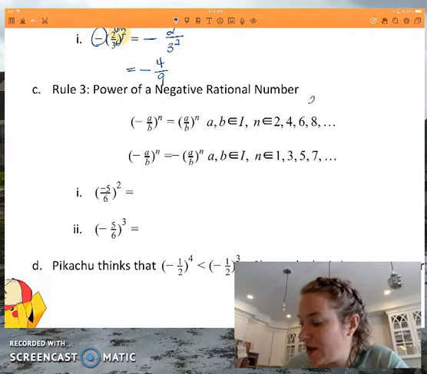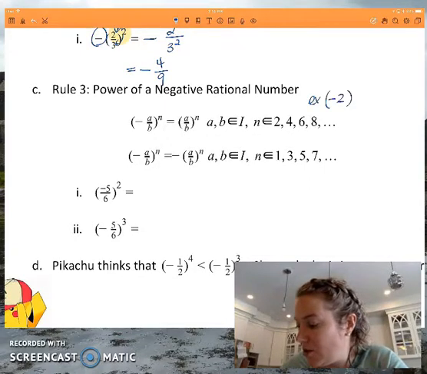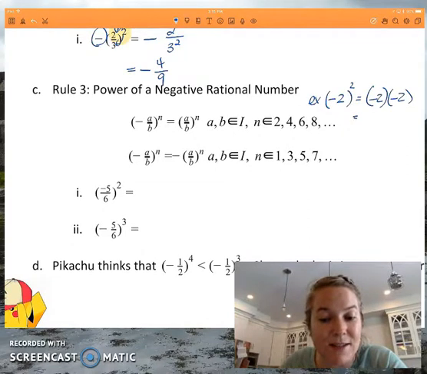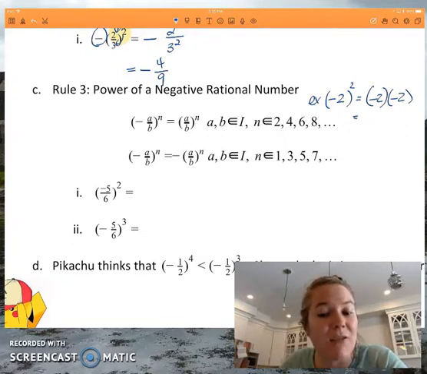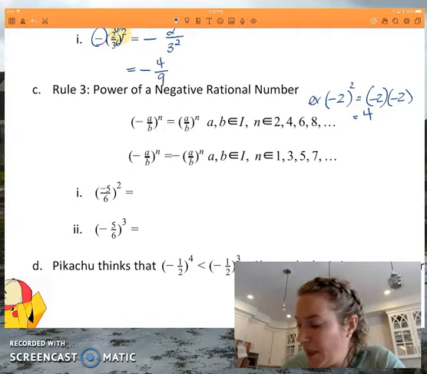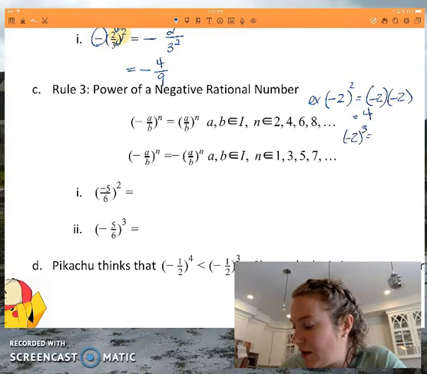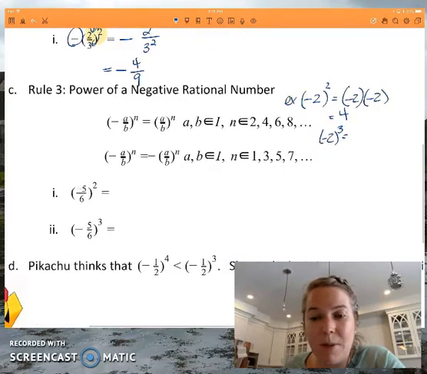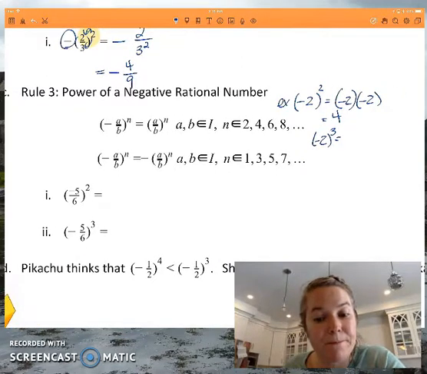Okay, so let's quickly take an example of negative 2 squared. That's negative 2 times negative 2, because that's what the squaring tells us to do: multiply the base by itself twice. So negative 2 times negative 2. What happens when you multiply a negative by a negative? Right, it becomes a positive. So the answer is positive 4. What happens if we have that same negative 2 and we take it to an exponent of 3?